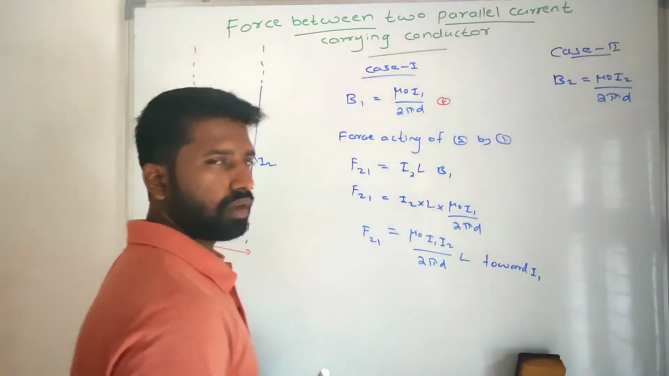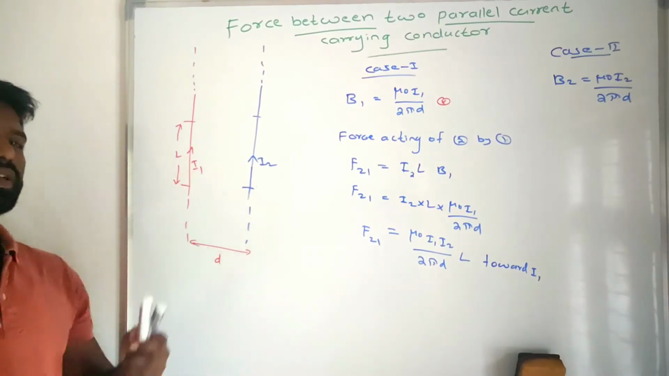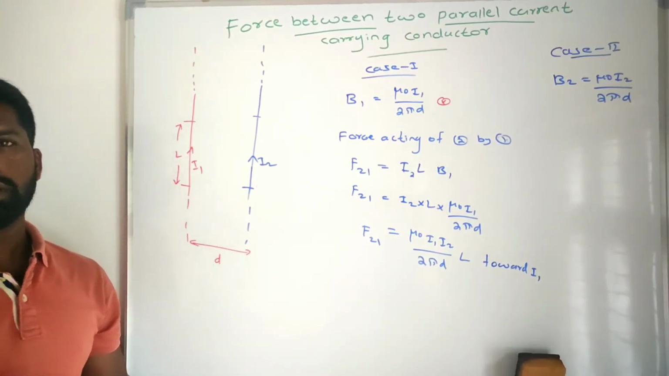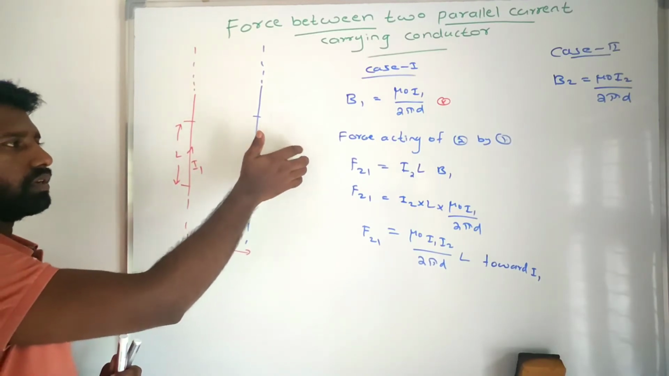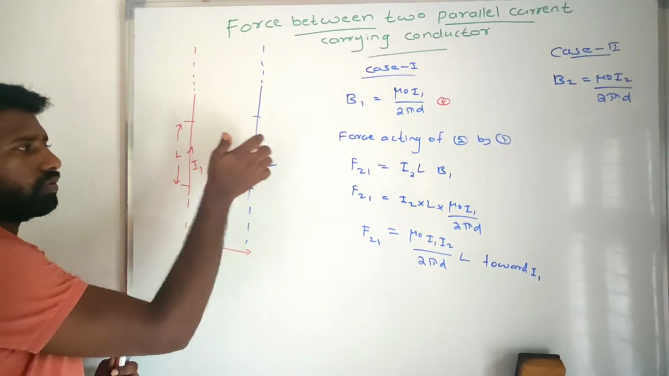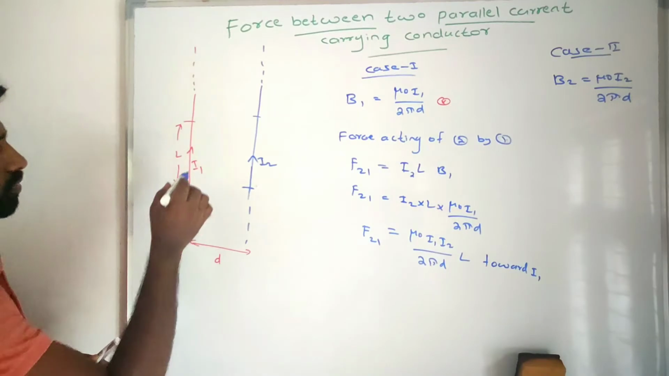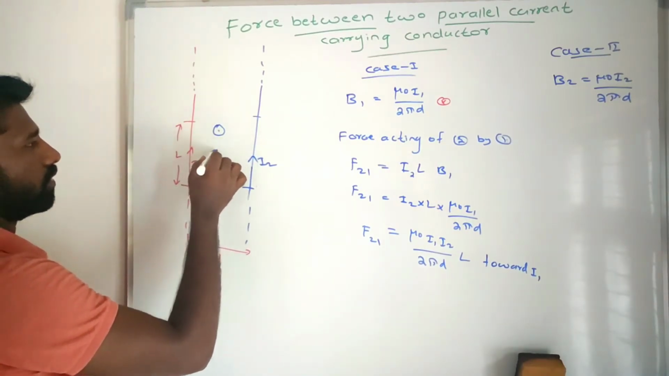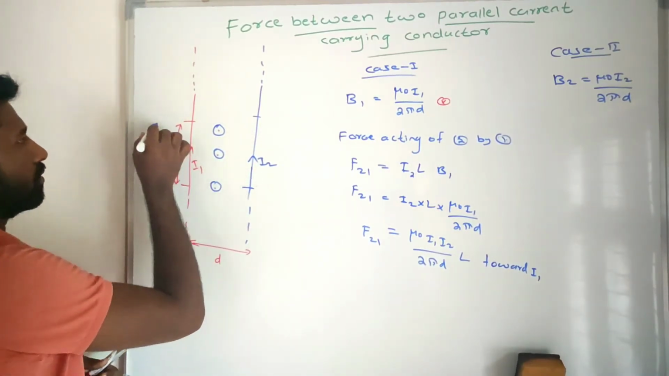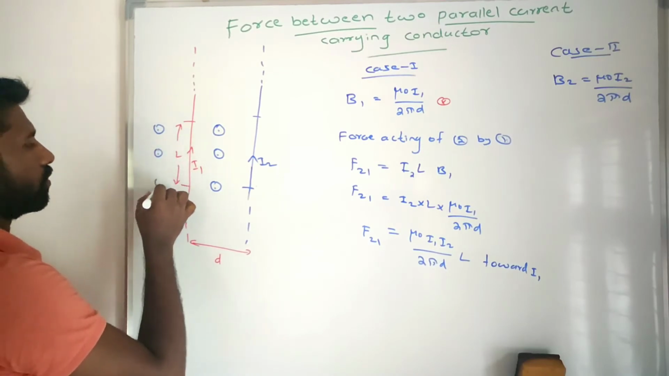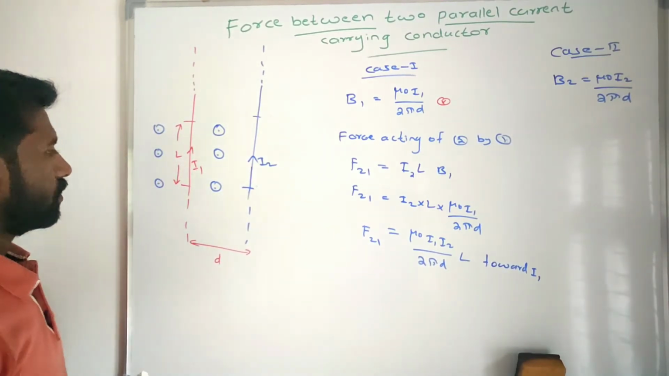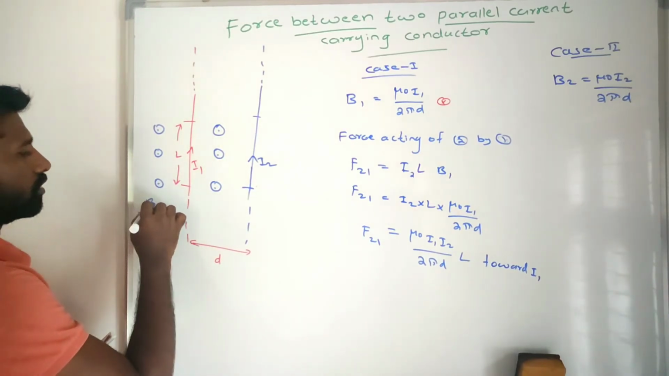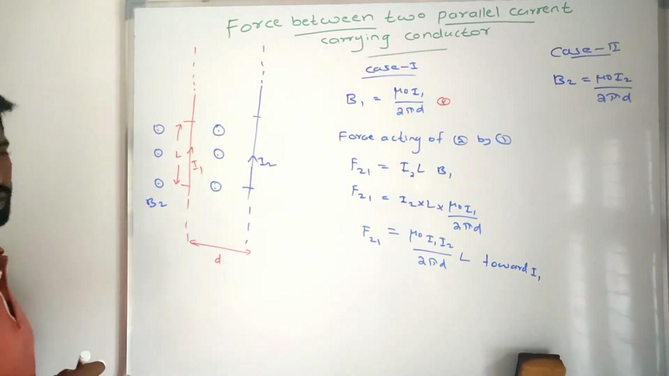pi d. And what is the direction? The direction can be found out by the right hand thumb rule. I place my thumb in the direction of current and the curled fingers show that it is going into the page here and coming out here. So the magnetic field is coming out here. Clear? So this is the magnetic field B2. Clear? Okay?